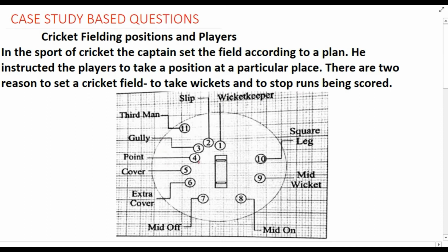So they have given the graph like this. The position of each player they have given. Here it is wicket keeper, this is the field, then slip, third man, and all those positions have been shown. And this question is based on the chapter coordinate geometry. So let's see the questions now.